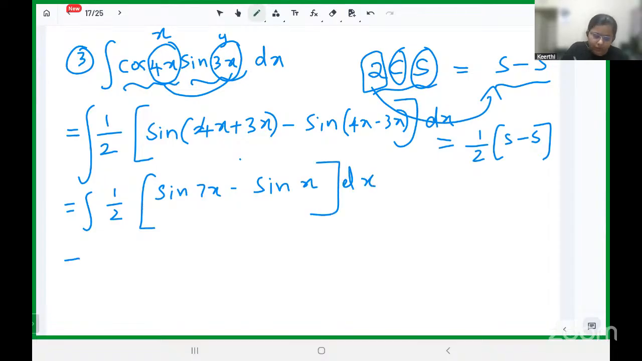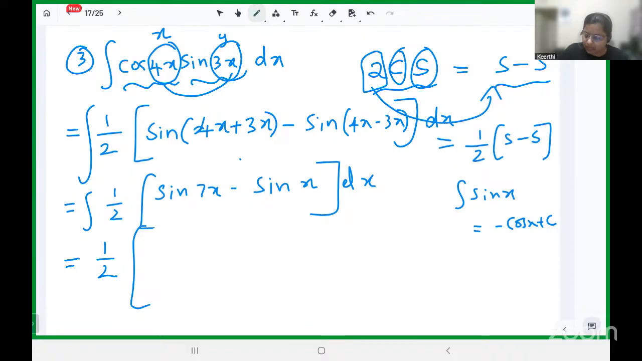All right, now you separate these integrals. 1 by 2 is a constant, so we can take it outside. And then you find the integral of sine 7x. What is the integral of sine 7x? We know the integral of sine x is minus cos x plus c.